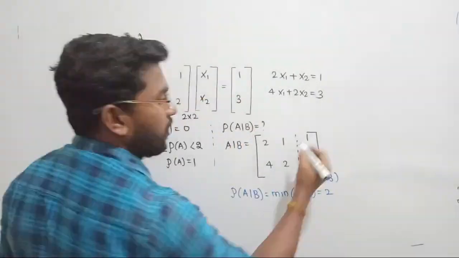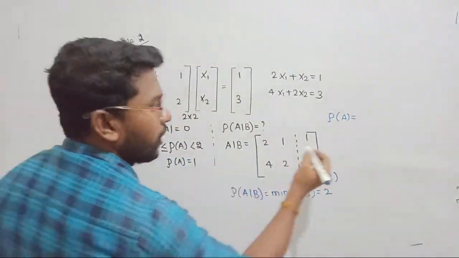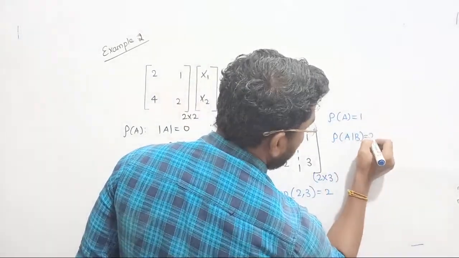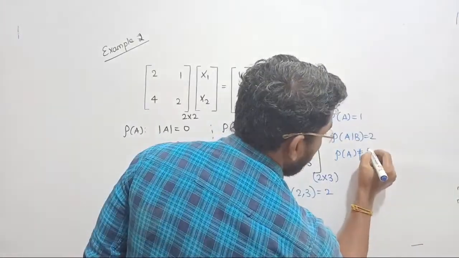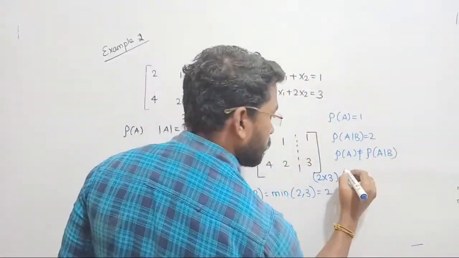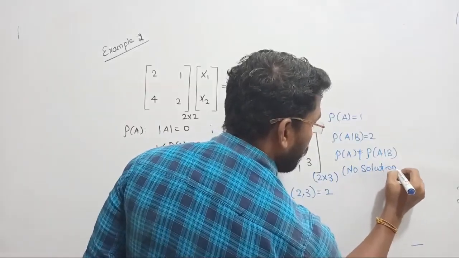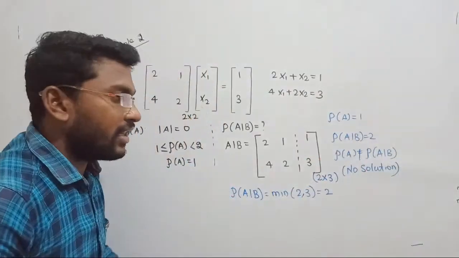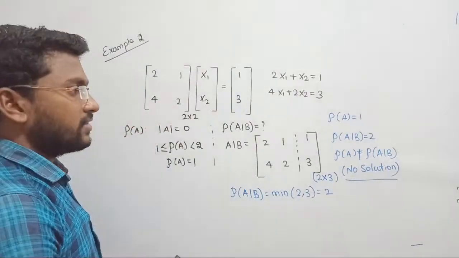What is the conclusion here? Rank of A is 1. What about rank of AB? Rank of AB is equal to 2. So the conclusion is that rank of A is not equal to rank of AB. Do you have any solution? What is the correct answer for this question? For this given question, there is no solution. Why? I told you, if you want to obtain a solution, then rank of A and rank of AB must be equal. So the given system has no solution.